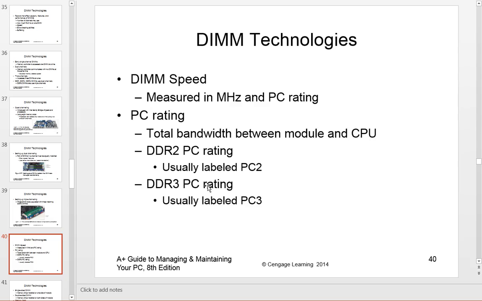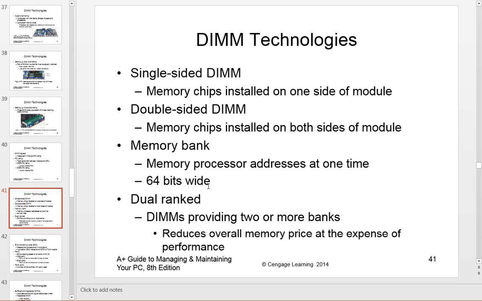As we get further into the chapters, we'll show you how to look up the PC rating on the computer itself in a Windows environment so that you can see what can be changed, what can be tweaked and modified to give you something a little bit better as far as how to improve your PC rating. Some more on single, double, memory banks, dual ranked. You can read through this for information on how this goes.